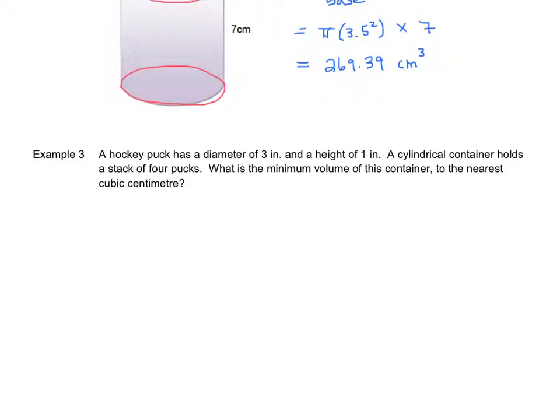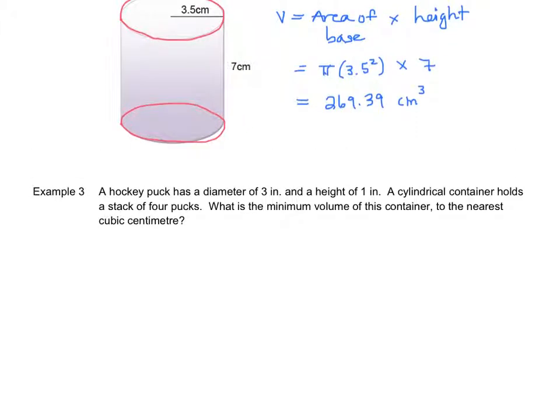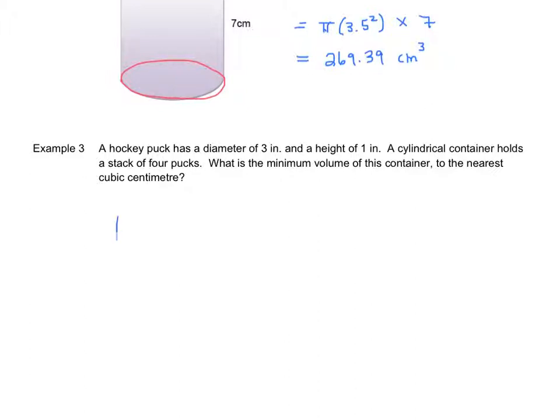Okay, next example. A hockey puck has a diameter of 3 inches and a height of 1 inch. A cylindrical container holds a stack of 4 pucks. What's the minimum volume of this container to the nearest cubic centimeter? So we have 4 pucks that are stacked on top of each other here in a container. So 1, 2, 3, 4.